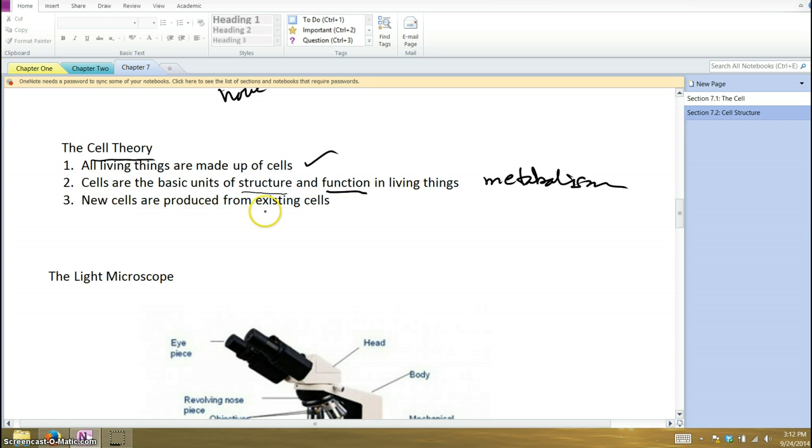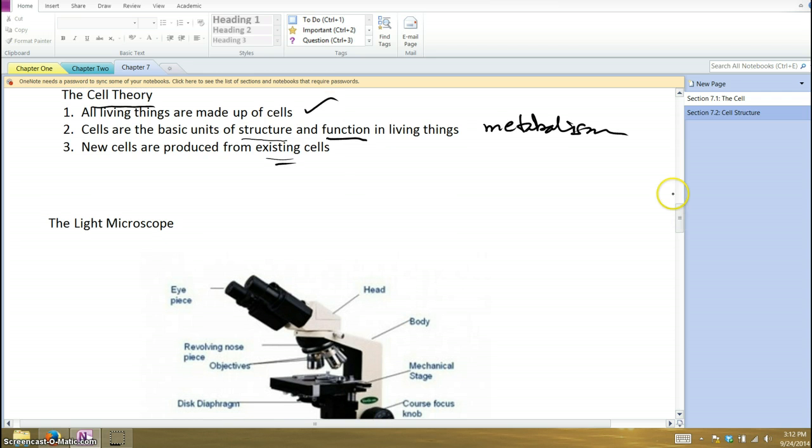Three, cells only come from existing cells. They don't spring forth out of thin air. They have to come from existing cells. We'll see in later chapters some folks who were involved with this third point, in particular a guy named Louis Pasteur, a Frenchman.